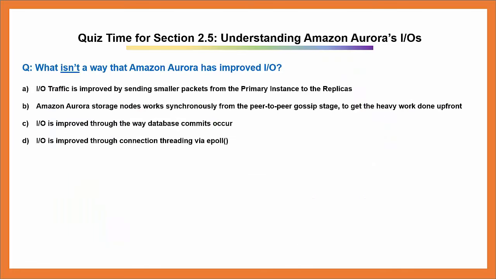Quiz time for section 2.5, Understanding Amazon Aurora's I/O. Question: what isn't a way that Amazon Aurora has improved I/O? A. I/O traffic is improved by sending smaller packets from the primary instance to the replicas. B. Amazon Aurora storage nodes work synchronously from the peer-to-peer gossip stage to get the heavy work done up front. C. I/O is improved through the way database commits occur. D. I/O is improved through connection threading via ePoll.